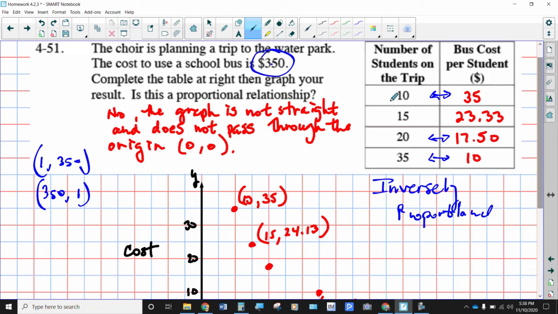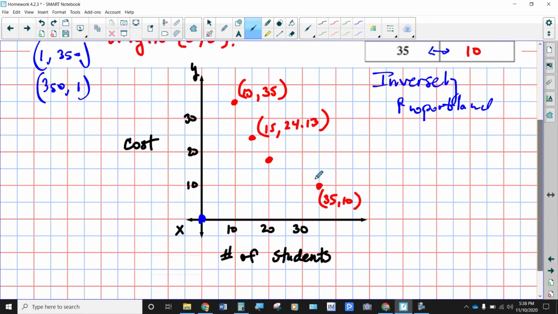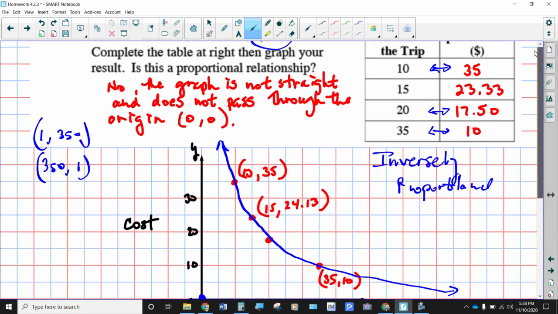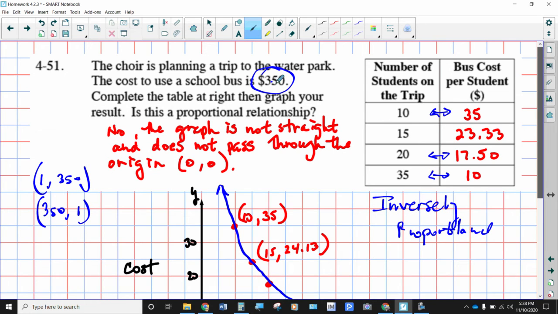But these are more likely scenarios of 35 people riding on the bus. You might even be able to get 70 people on the bus, and each one would pay $5. But this graph ends up being a graph where it curves, and it never ever gets to 0. You can't have a number of people on the bus where you would have to each one pay $0. It would be impossible. They got to pay something because you got to cover the cost of the bus. And then you couldn't have 0 people on the bus.